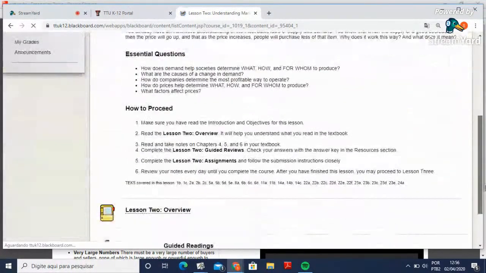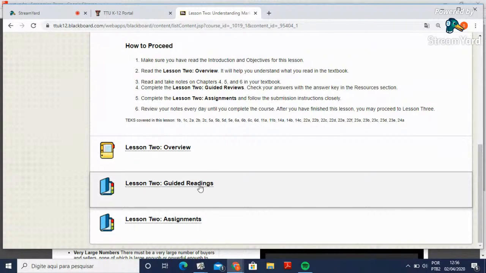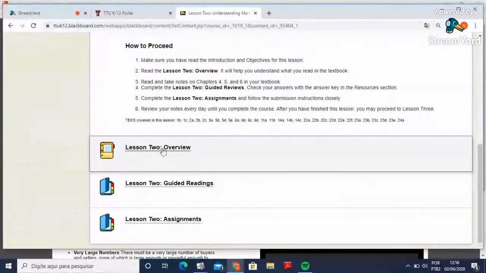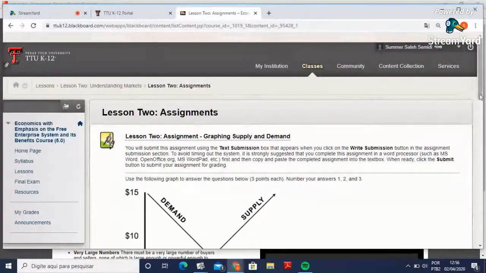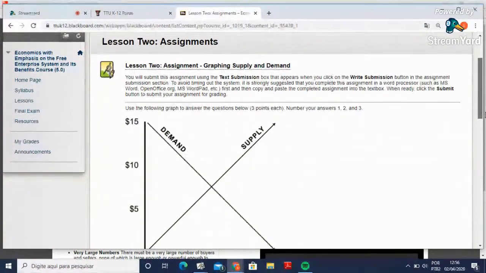Guys, remember, you have your guided readings, okay? Try to do your guided readings. After you're done, I will send you the key answers, okay? You also have the overview. I think it's a very good idea for you to read the overview so you can have an idea of what to expect in this unit. You have assignments. Assignment number 1, you will submit assignment using the text submission box that appears when you click on the writing submission button, okay?